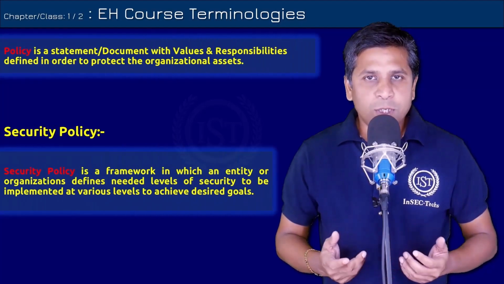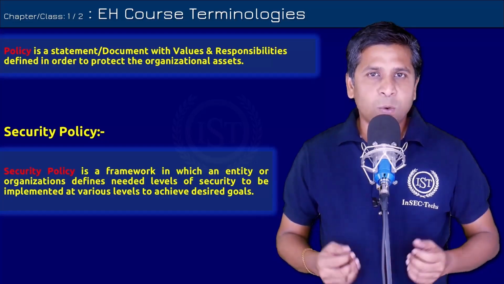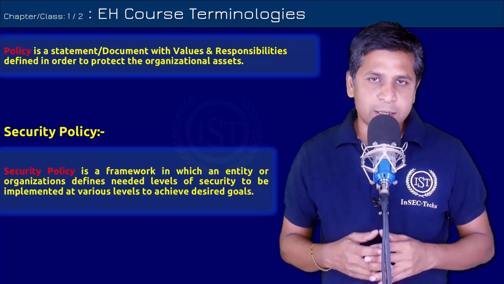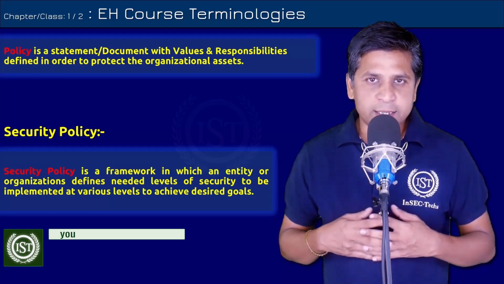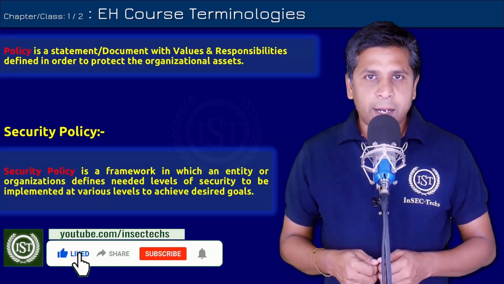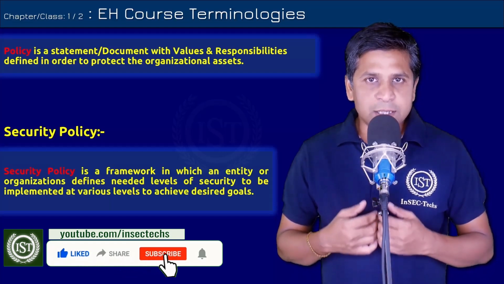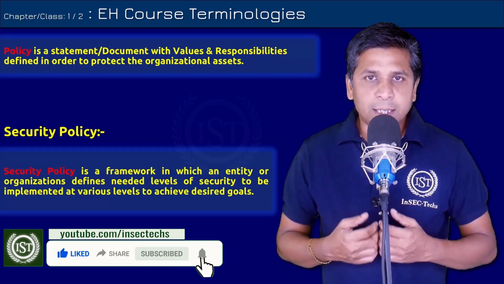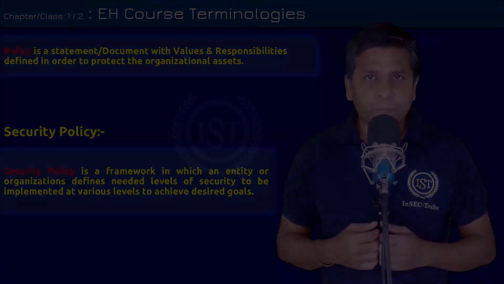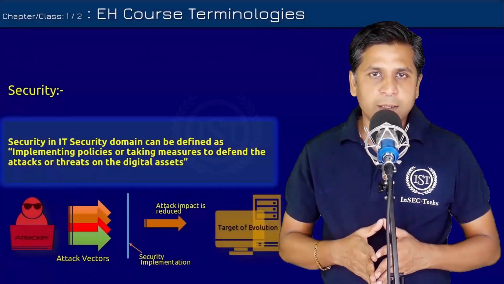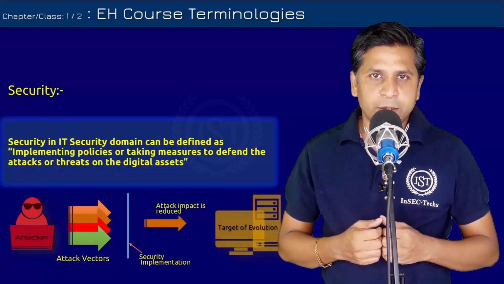Policy. A policy is a statement, paragraph, or document that defines certain values and responsibilities in order to protect digital assets or organizational assets. And a security policy can be defined as a framework in which needed levels of security are defined, which are implemented at various levels in order to protect your organization. We shall look more at security in the next module, where we define data security and IT security.